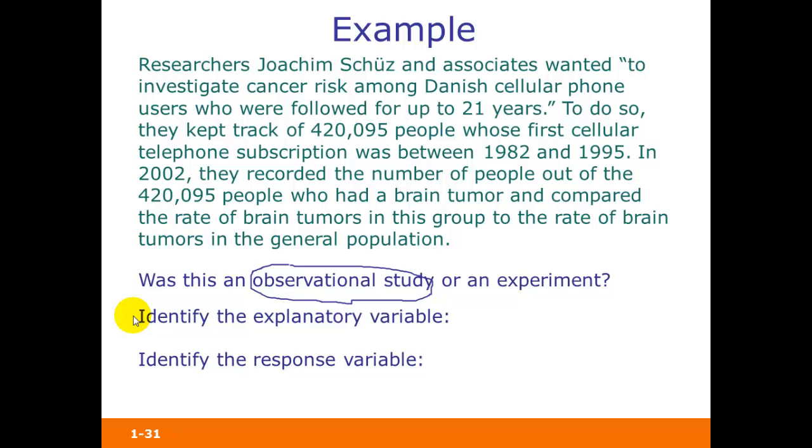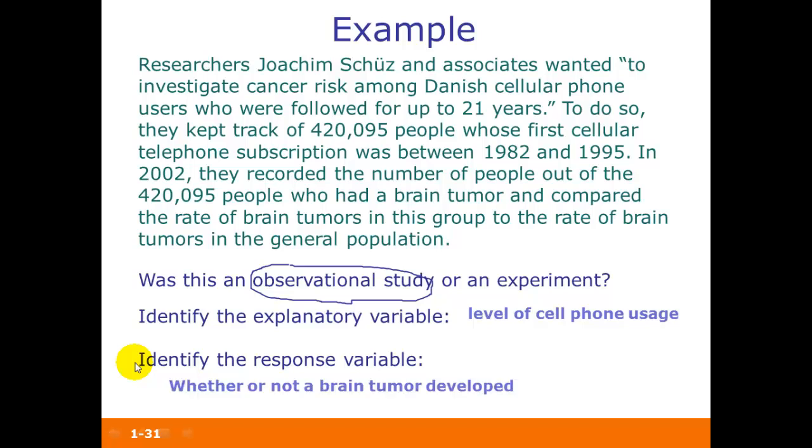The next two questions we want to answer are, what would the explanatory variable and the response variable be? Well, the explanatory variable would be their amount of cell phone use. The response variable would be whether they ended up with a brain tumor or not.